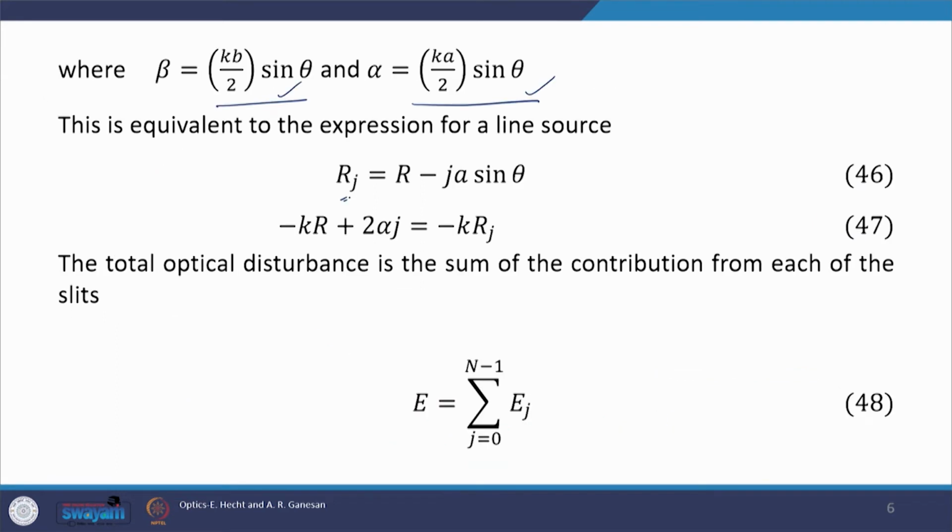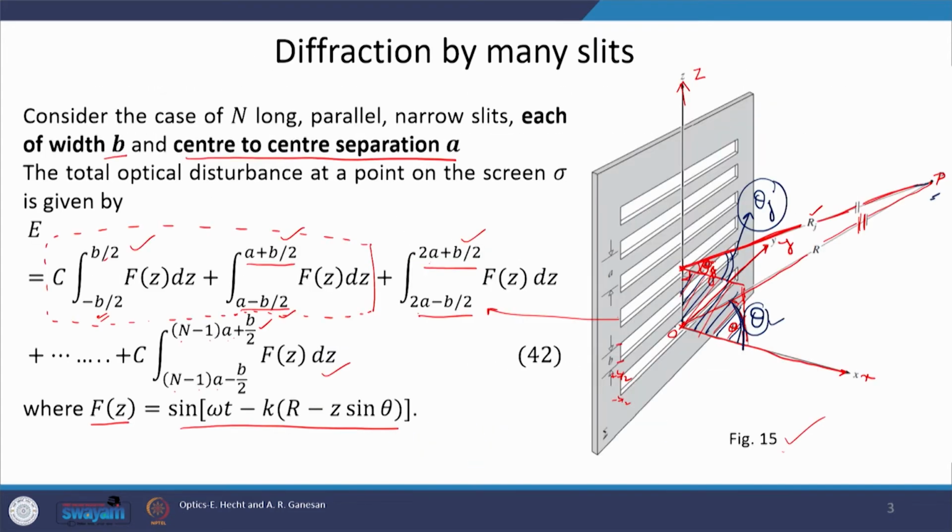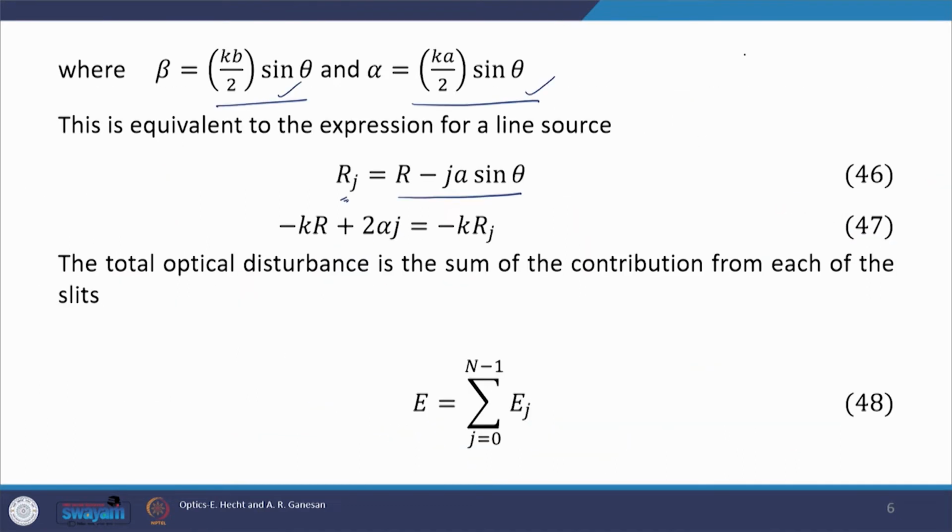Now, Rj, which is the distance from the center of the jth slit to the point of observation P, would be equal to R minus Ja sin theta, which is very much clear from this figure also, because the center to center separation is A, and to calculate Rj, these are the slits, and these slits are separated by distance A, the adjacent slits are separated by distance A, and the slit width is B, which is very small.